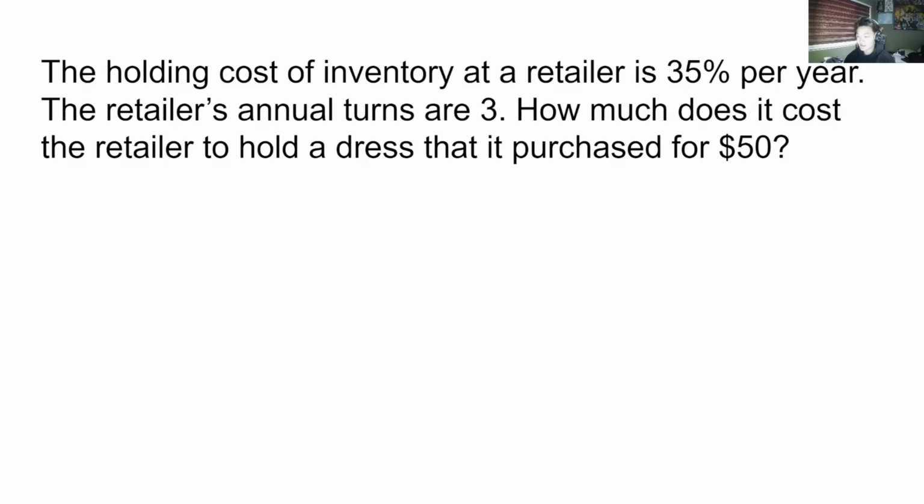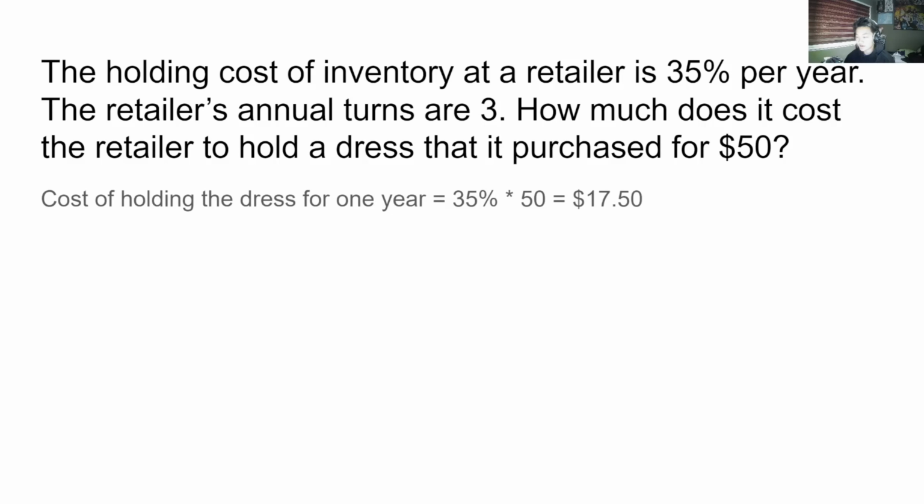Just like the past problems, I like to take the question piece by piece, starting with what the question is asking. It's asking how much it costs the retailer to hold the dress. So first, we need to see how much it would cost the retailer to hold the dress for 1 year. We take the yearly holding cost of 35% and multiply that by the value of the dress, which is $50. And that comes out with our total of $17.50 to hold the dress for 1 whole year.